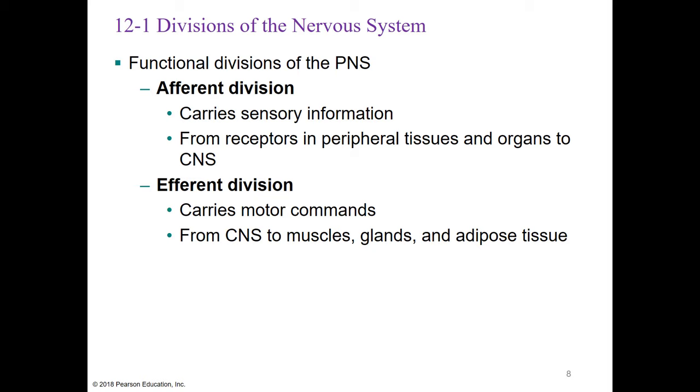The efferent division carries motor commands out of the central nervous system. So we're going to go from the CNS to muscles, glands, or fat. So we're going to carry motor commands out. And efferent starts with E, and the word exiting starts with E. So we are exiting, we're leaving, and taking motor commands out.